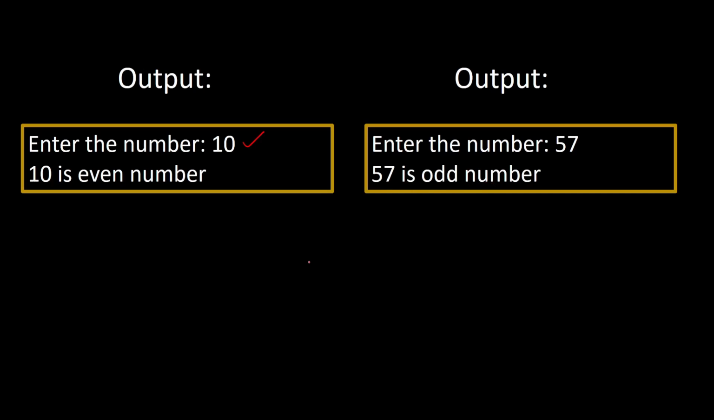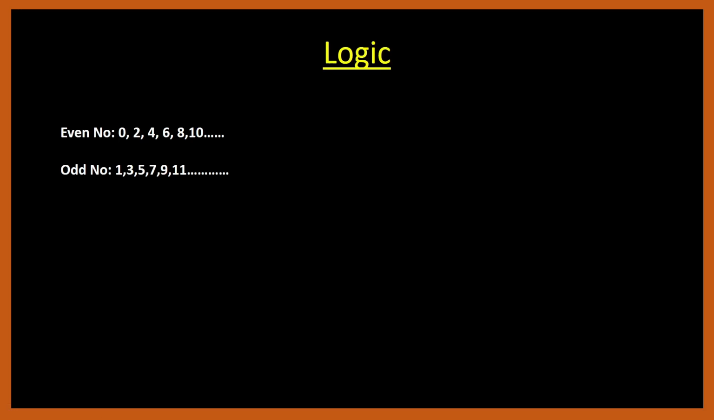So basically I will be giving any positive integer as the input, and then I should be told whether this number is even or odd. So let's see how we will test whether a number is even or odd. You know these are the even numbers: 0, 2, 4 and so on. And odd numbers are 1, 3, 5 and so on.